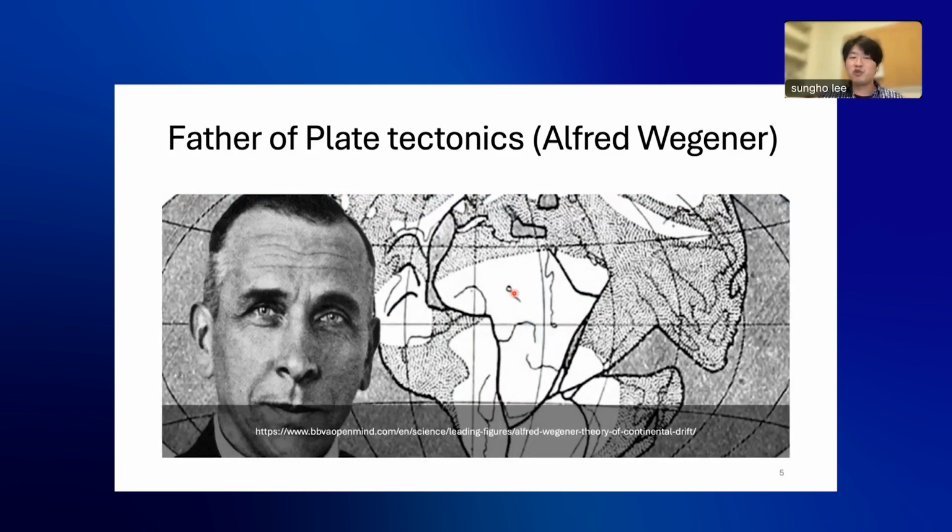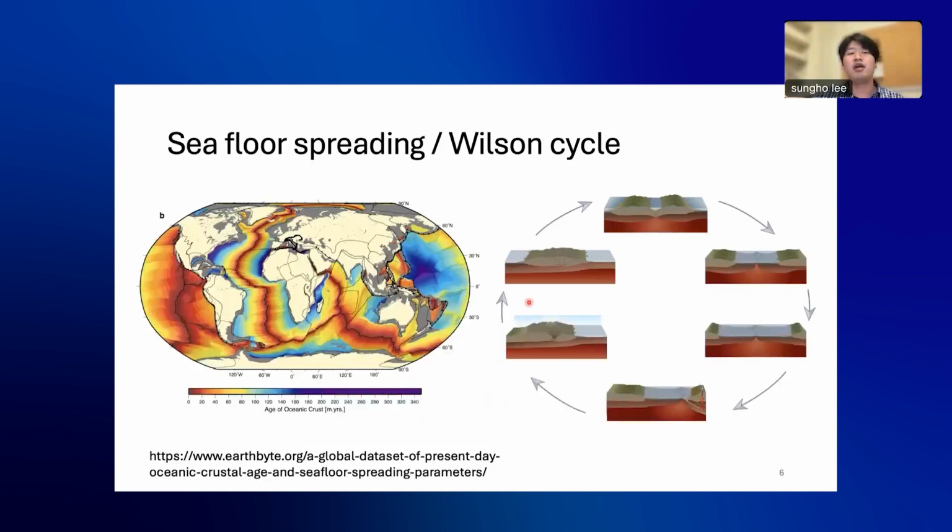Speaking of Earth's evolution, I should introduce a pioneer. His name is Alfred Wegener. He was a German meteorologist, and he proposed continental drift. Here, drift means moving. So the continents are moving around. However, his idea was not accepted when he was alive, unfortunately.